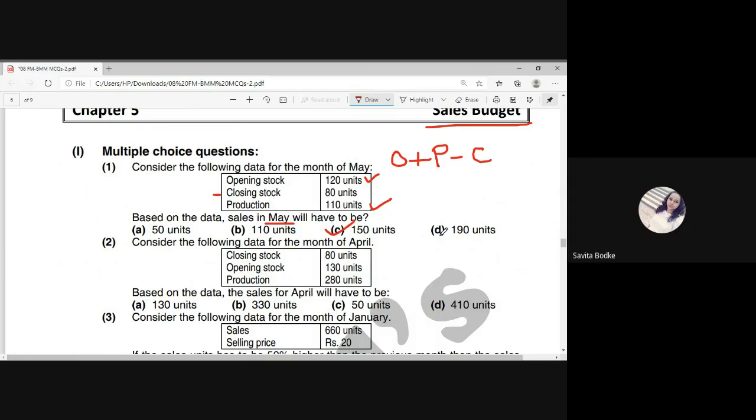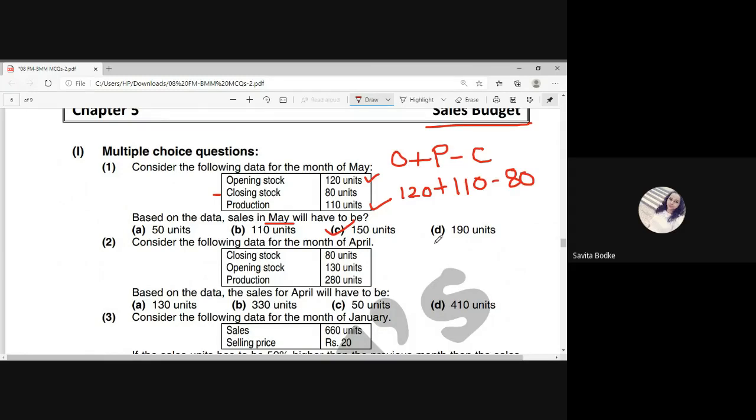I hope this is easy to understand, what we have done. Once again, I'm going to repeat this: 120 plus 110, that is your production, minus 80. So your final answer is 150.